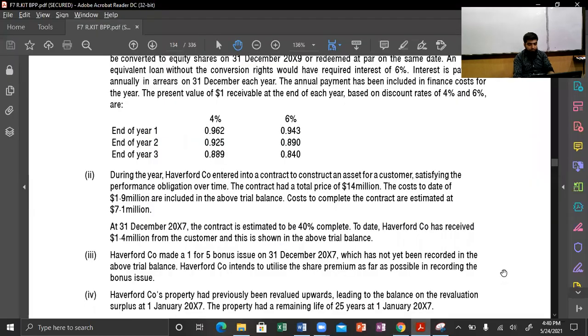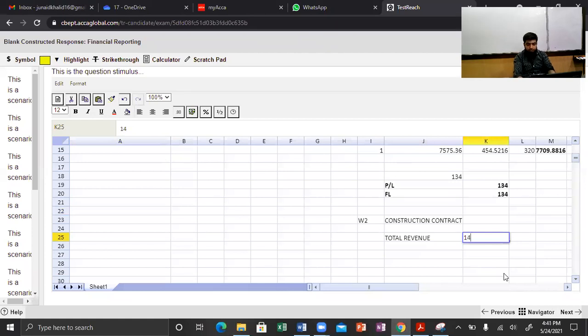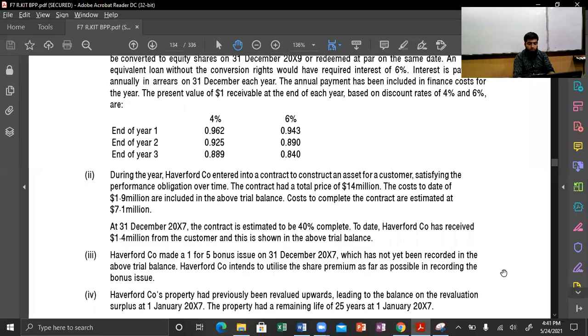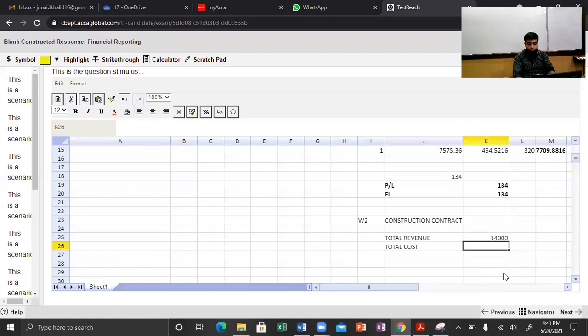What total revenue is expected? The total revenue or the total price is 14 million, that is 14,000. And what is the total cost for this contract? The cost incurred to date is 1.9, and the further cost that is required is 7.1. So it means 1.9, that is 1900, plus 7.1, that is 7100. It means the total cost required to complete the contract is 9 million. So the total profit from the contract is 5 million.